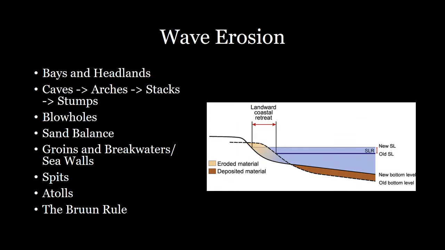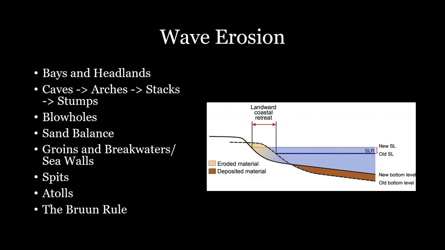As his calculations showed, what results is that for every meter of sea level rise, you tend to have 100 meters of coastal retreat and erosion. And so there's a 1 to 100 ratio between sea level rise and landward coastal retreat. And so that's really significant.